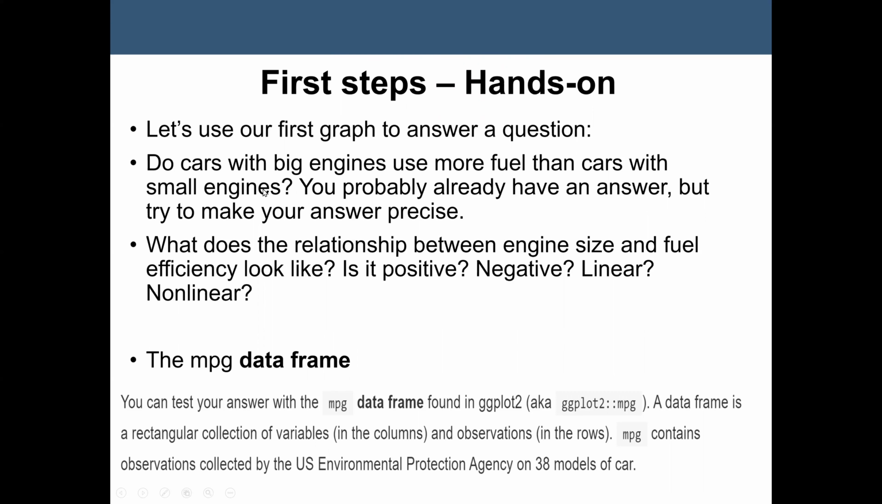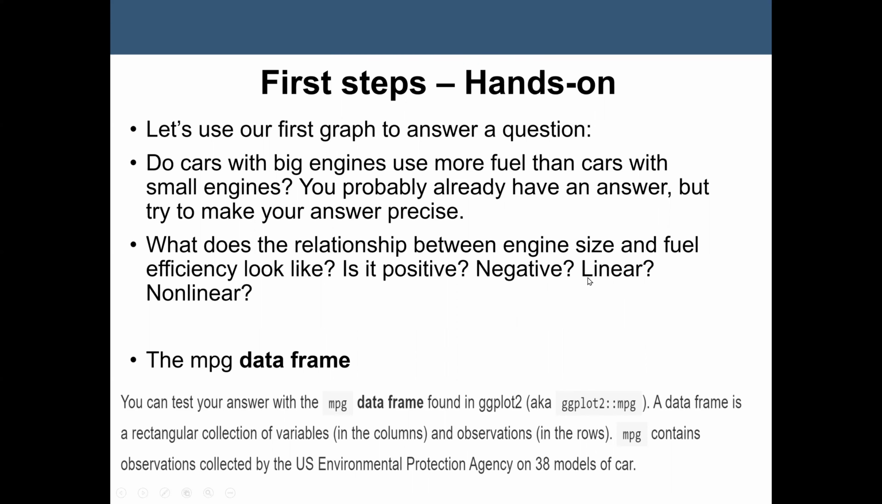We also have the data set. So what does the relationship between engine size and fuel efficiency look like? Is it positive, negative, linear, or non-linear? So we know if it's positive or negative. If it's positive, it means if one attribute increases, the other also will increase. So our relationship here is the engine size and the fuel efficiency. If the engine size increases and the fuel efficiency also increases, we have a positive relationship. If engine size is increasing but the fuel efficiency is going down, then we have negative.